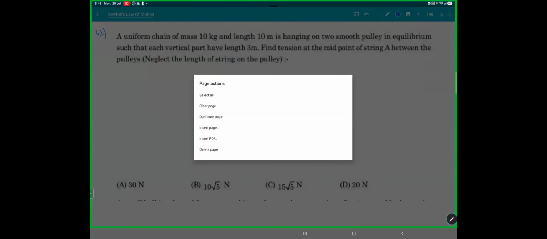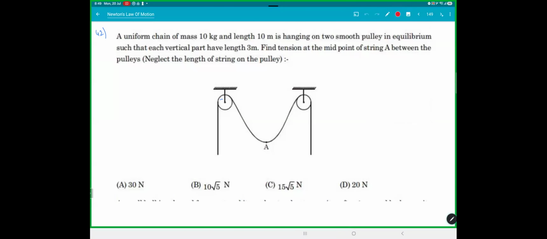Now, a few things you have to be careful here. These strings are at an angle. So there is some theta here. And he's saying neglect the length of the string on the pulley. So we can ignore that. So here, if I take the tension to be some T1, and this weight will be 3 kg, so that will be 30 newtons because that is 3 meters. So T1 is 30 newtons.